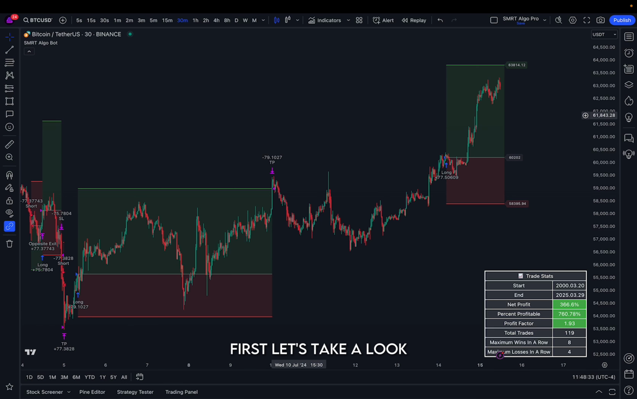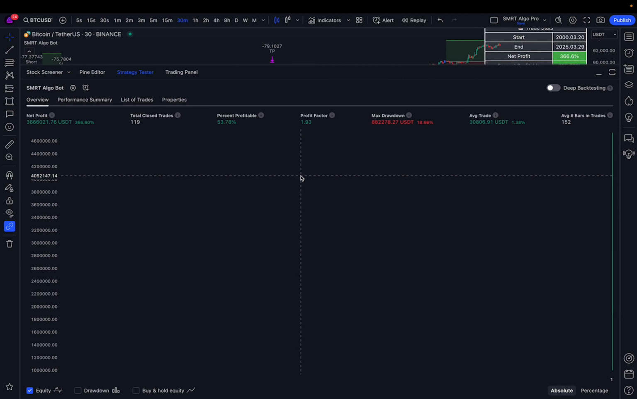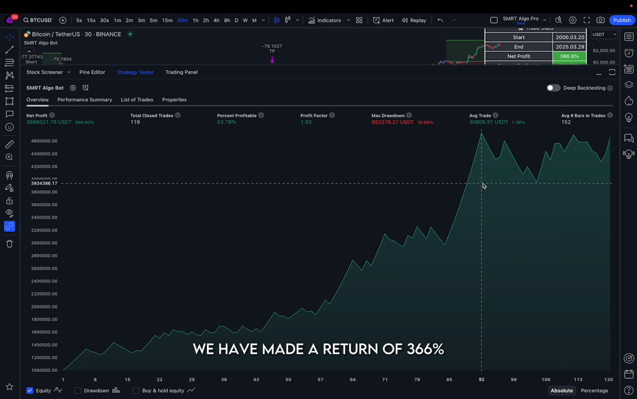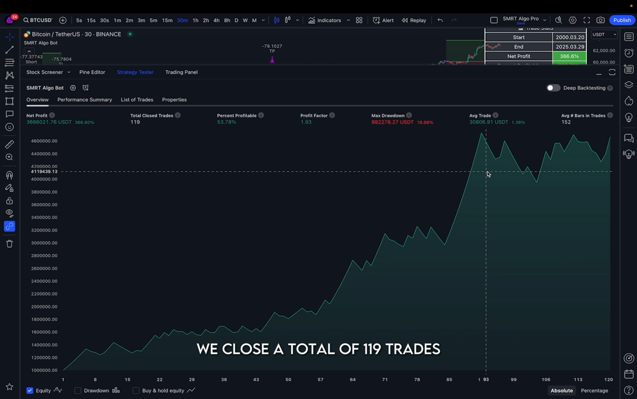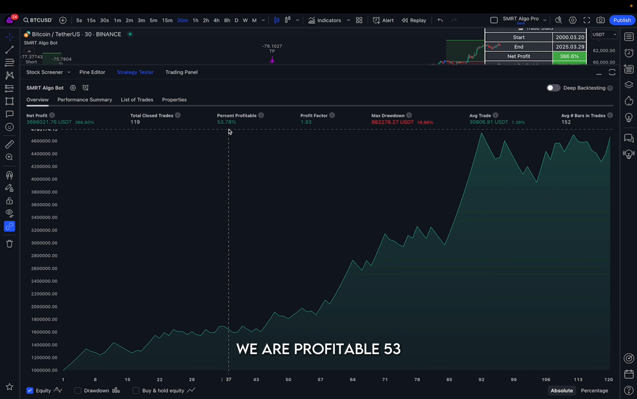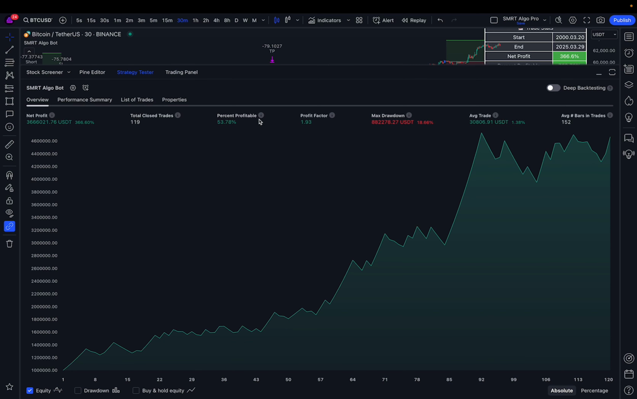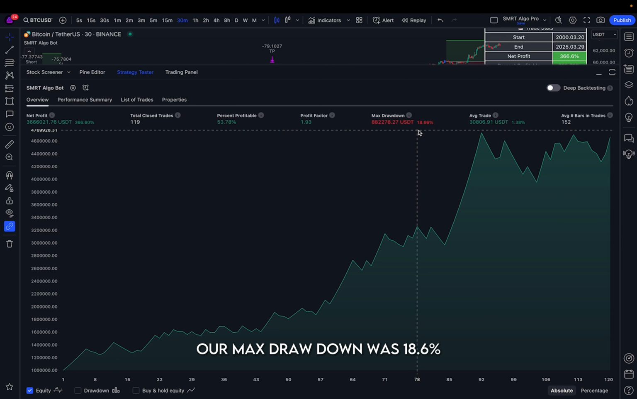First, let's take a look at the performance of the Smart Algo Scalper bot on the 30-minute time frame. If we open up the strategy tester, and it's glitched. Okay, there we go. We can see that in this period, we have made a return of 366%. We closed a total of 119 trades. We were profitable 54% of the time, and we have a profit factor of 1.93. Our max drawdown was 18.6%.